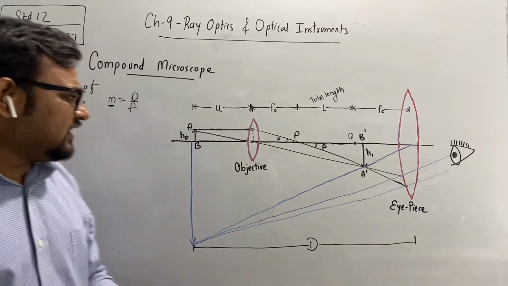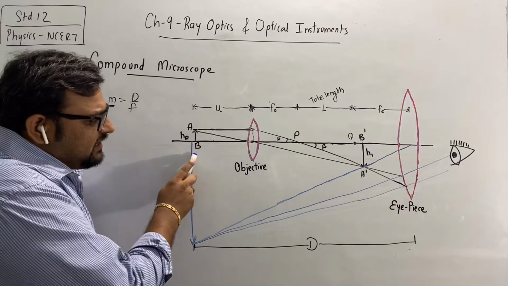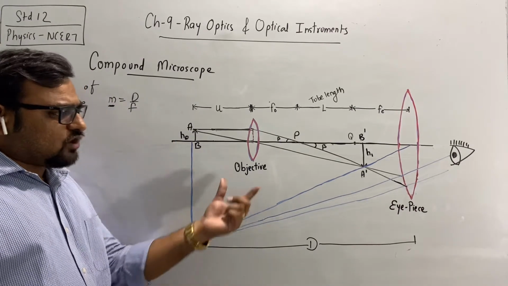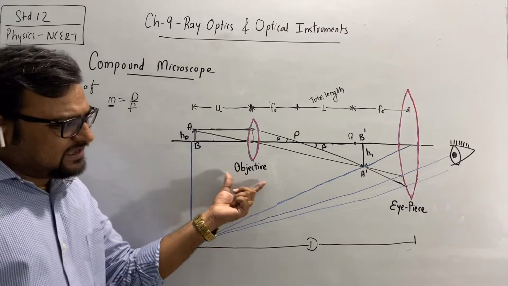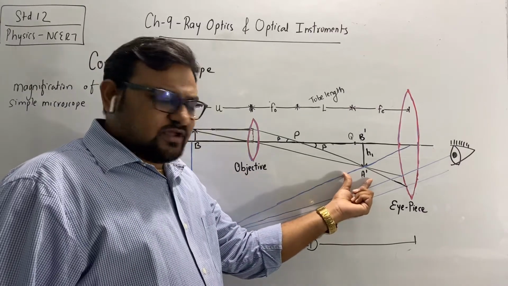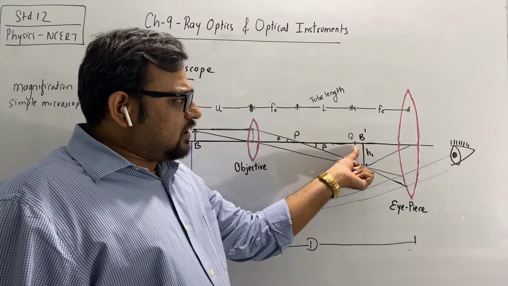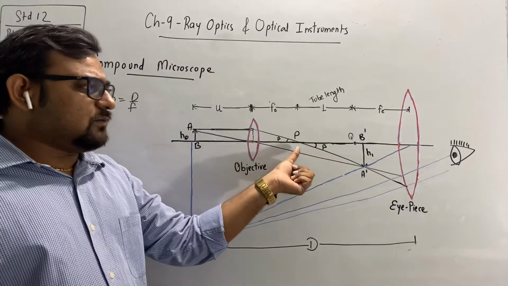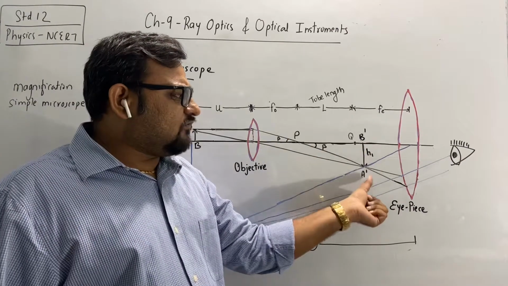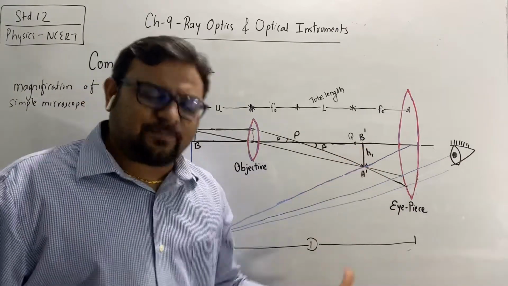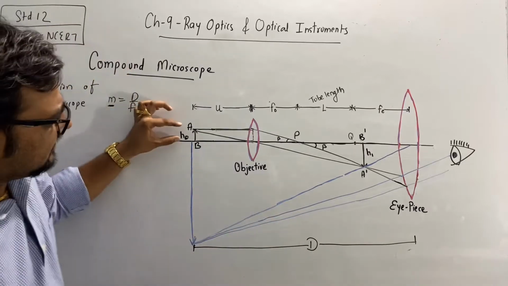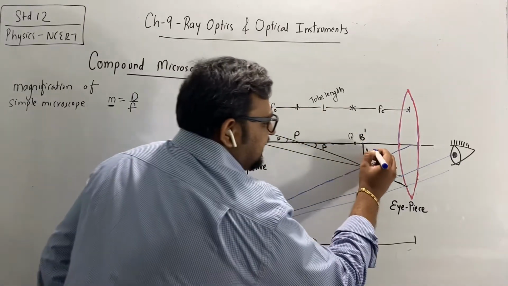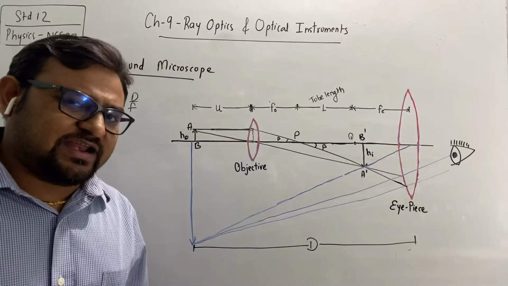Right? See what you can see here: the object AB having height h0. When it is placed in front of the convex lens, an image is formed here. See, this Q is the focal point of the eyepiece, P is the focal point of the objective. So the image is formed near the focal point of the eyepiece. See, this is the size of the object and the size of the image. So this is a magnified image.